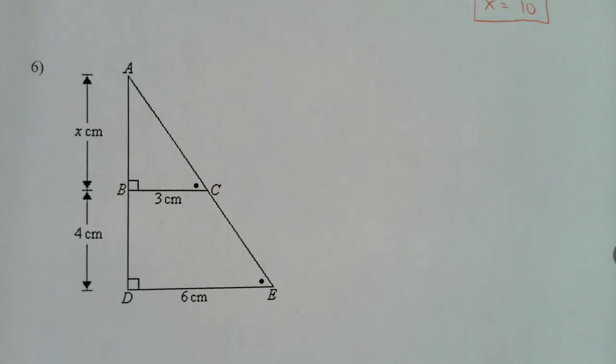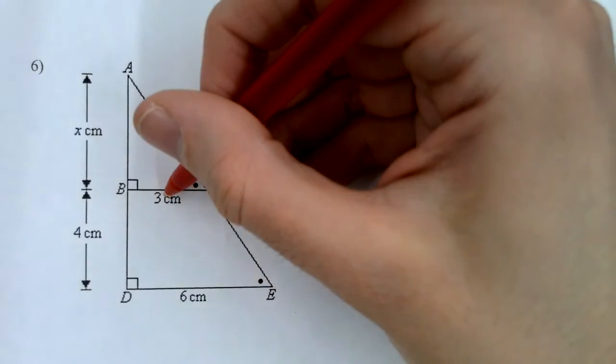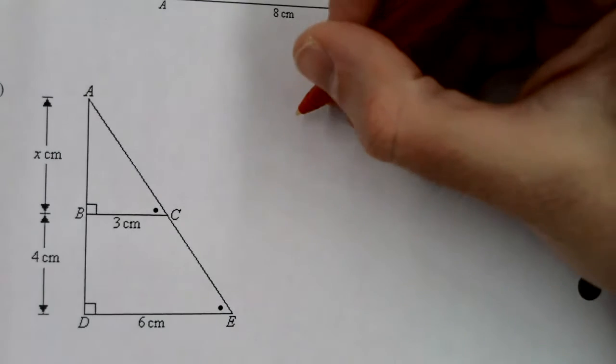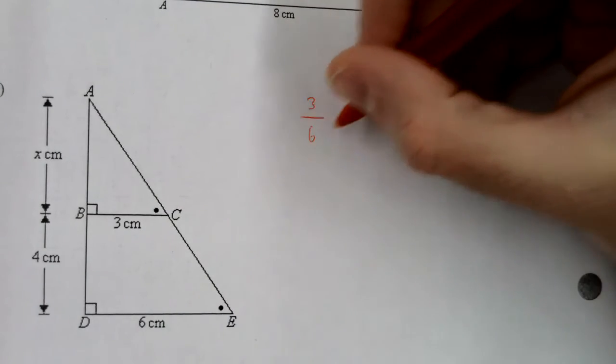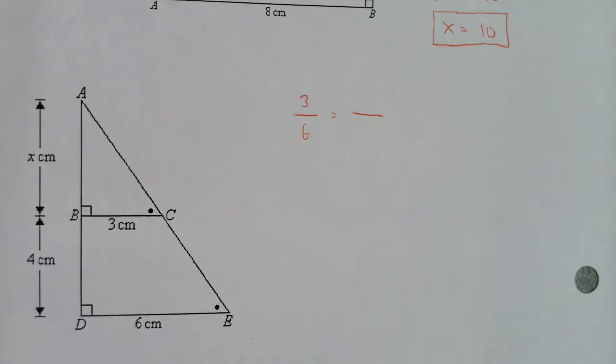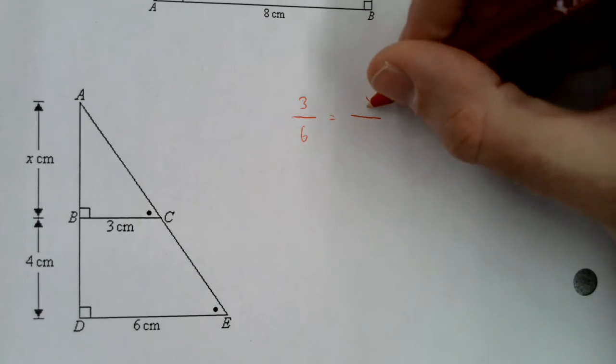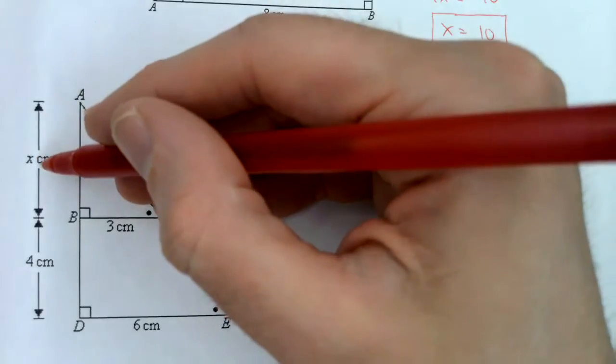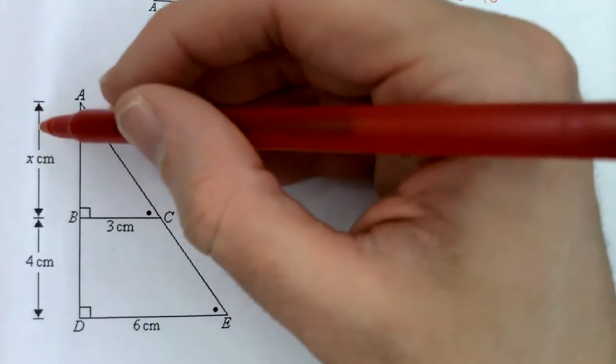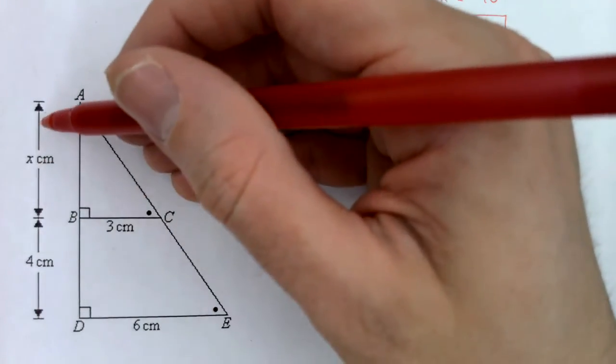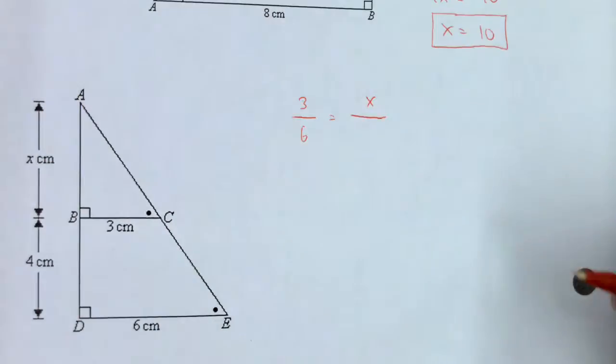Okay, here we go. Again, make sure all your numerators come from one triangle and make sure all your denominators come from the other triangle. So what I'm going to do is this. I'm going to do 3 over 6 equals x over this entire side, which is going to be represented by the expression x plus 4.